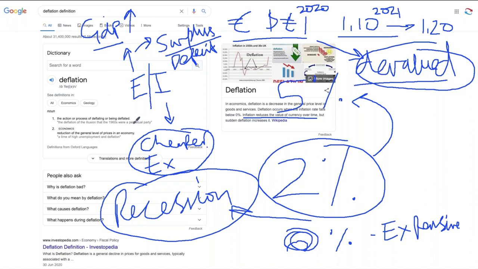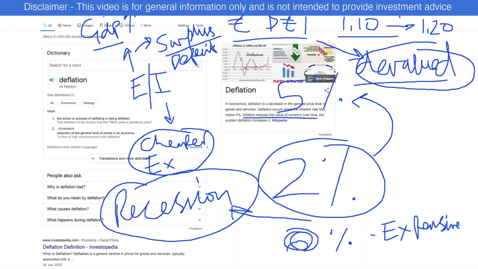And this is the reason why we're in what's known as a currency war. A currency war is competitive devaluations. So let me just get this up. Let me just delete this.